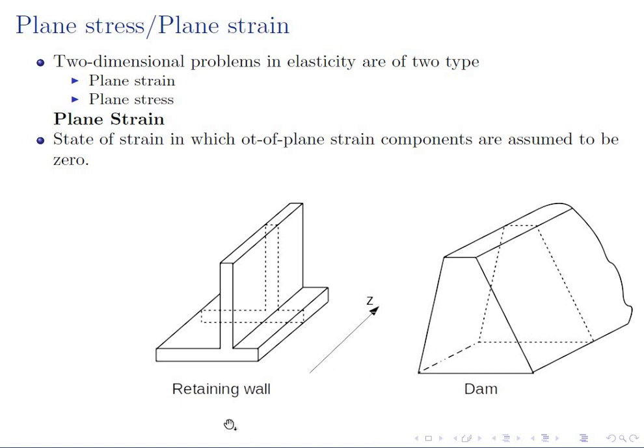For example, let's take the case of a retaining wall or a dam. The strains in the z direction can approximately be assumed to be 0. So we can analyze this retaining wall by simply considering the xy section of this problem. Similarly, for a dam, again the change in the strains in the z direction is very small or negligible. So we can analyze this dam with satisfactory results by only considering the cross section of the dam in the xy frame.